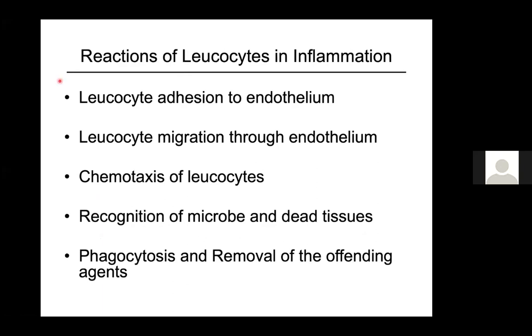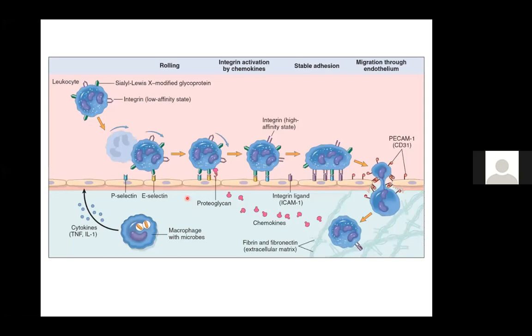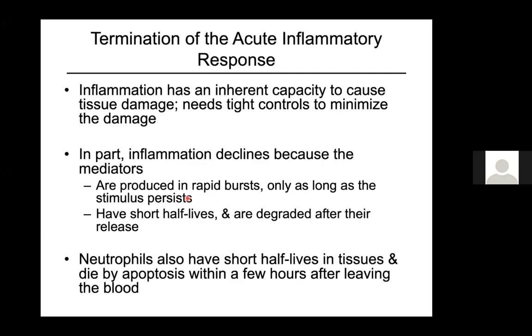So I've already talked about how the neutrophils or the leukocytes emigrate. First they adhere, then they migrate, then they're attracted to the site of the pathogen, for example, through chemotaxis, where they recognize the microbe and dead tissues, phagocytose them, and remove them. I think I already showed you this. We talked about termination of the acute inflammatory response. We've talked about short half-lives of both the cells that are involved and the mediators that are produced. Okay, I think that's the important message there.